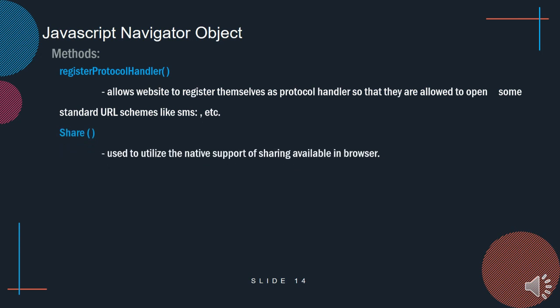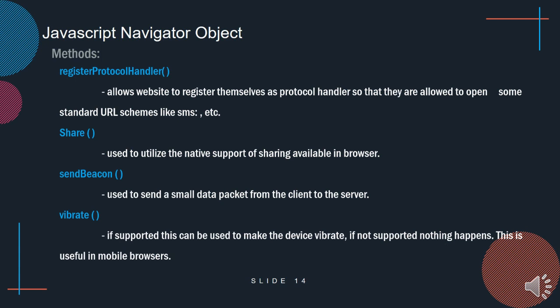Second is share, used to utilize the native support of sharing available in the browser. Third, sendBeacon, used to send a small data packet from the client to the server. Vibrate. If supported, this can be used to make the device vibrate. If not supported, nothing happens. This is useful in mobile browsers.